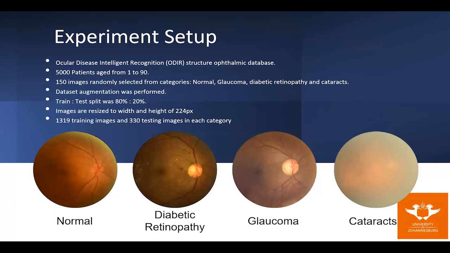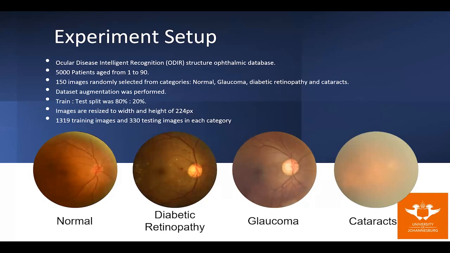The images were annotated with quality control management by trained staff. Of the 8 categories, the experiment utilized only 4, which are normal, glaucoma, diabetic retinopathy, and cataracts. 150 images were randomly selected from each utilized category to prevent a class imbalance.